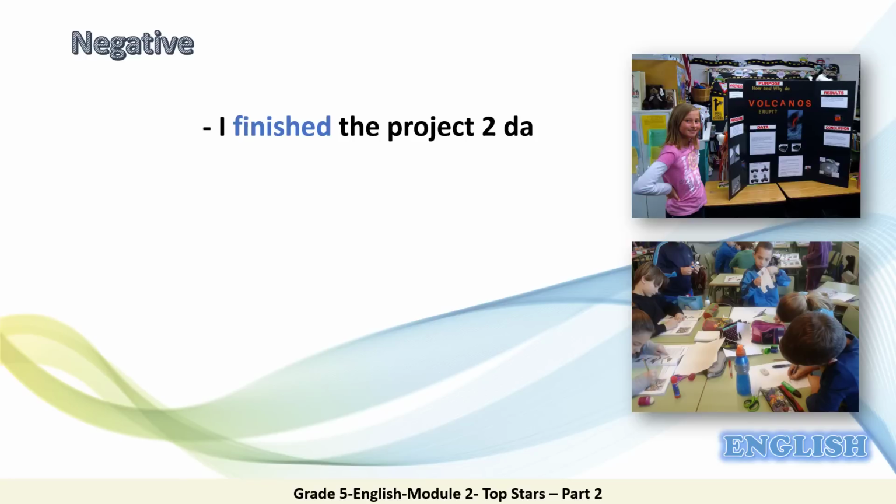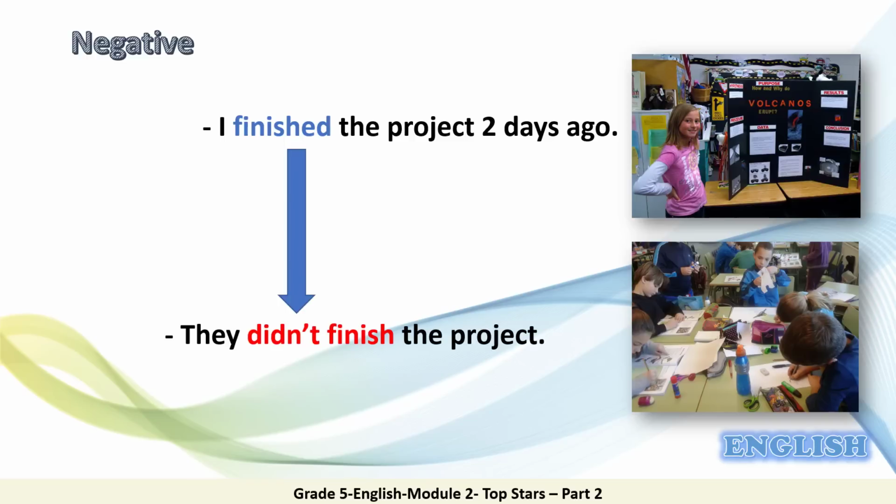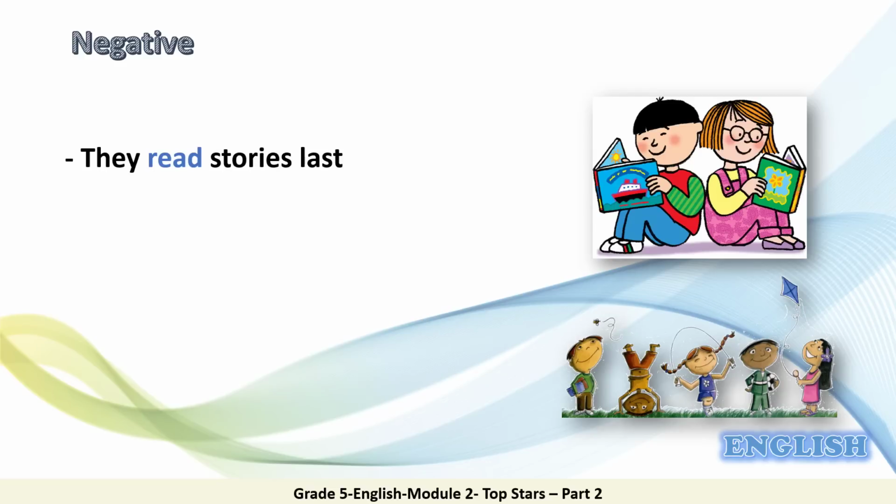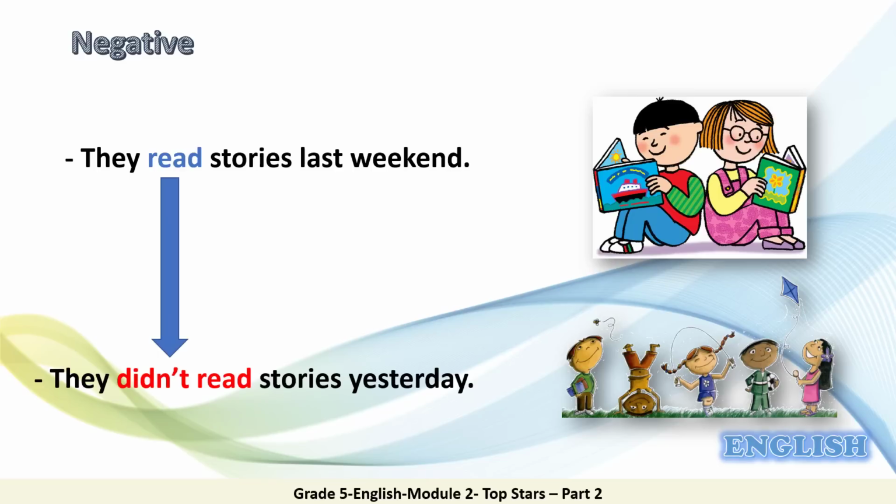Another example. I finished the project 2 days ago. We need to follow the rule didn't plus base verb, which means didn't plus finish. Like this sentence, they didn't finish the project. Another example, they read stories last weekend. And as we know, the base verb of read is read. Same spelling, but different pronunciation. They didn't read stories yesterday. Okay? Is the negative clear, my friends?